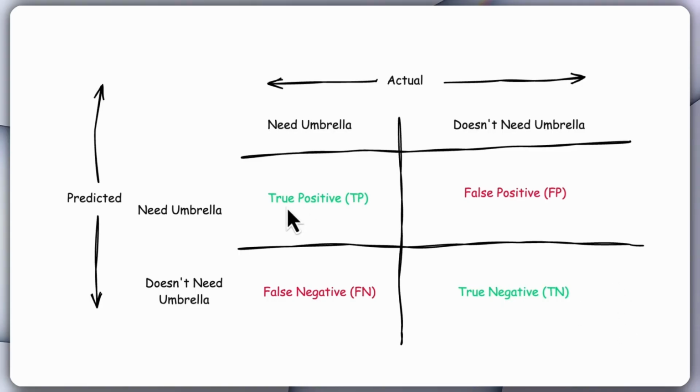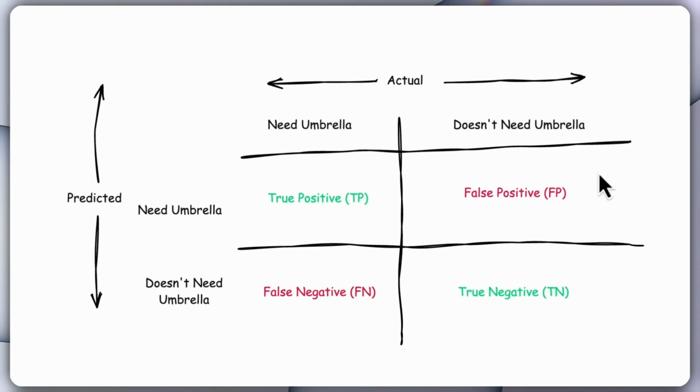Now, if I leave the true positive and the true negative, let's continue with this section. This section is called the false negative. Why is it called the false negative? The actual value is that I need an umbrella, but what my model is predicting is that I don't need an umbrella. So what my model is predicting is basically a negative, but it's a false negative because in reality I need an umbrella.